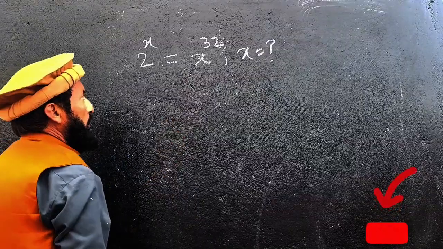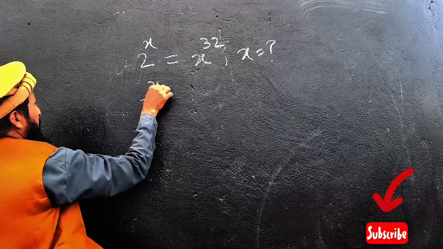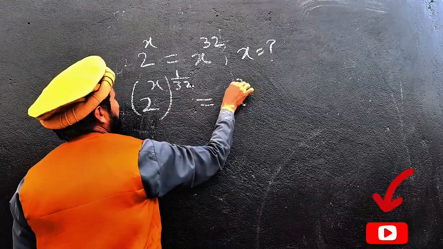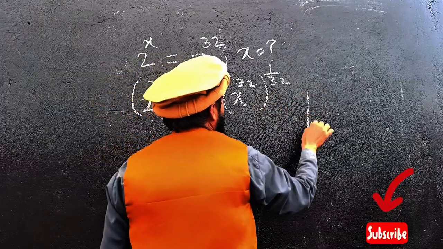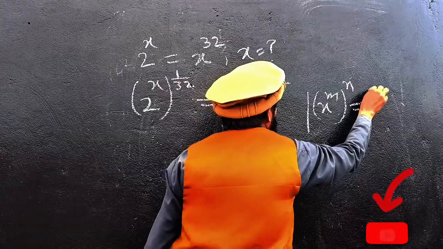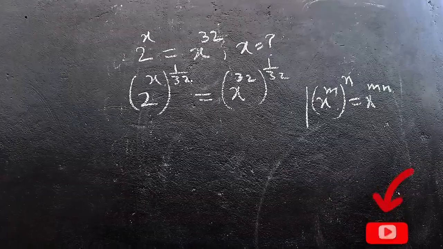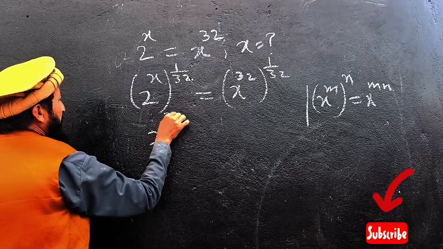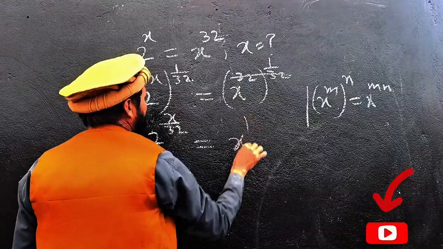We take the reciprocal of the exponent 32 on each side, so we raise both sides to the power 1/32: (x^x)^(1/32) = (x^32)^(1/32). Now according to the double exponent rule, (x^m)^n = x^(mn), we apply this here. So now we multiply their powers: x^(x/32) = x. This will cancel each other, and we get x to the power 1.